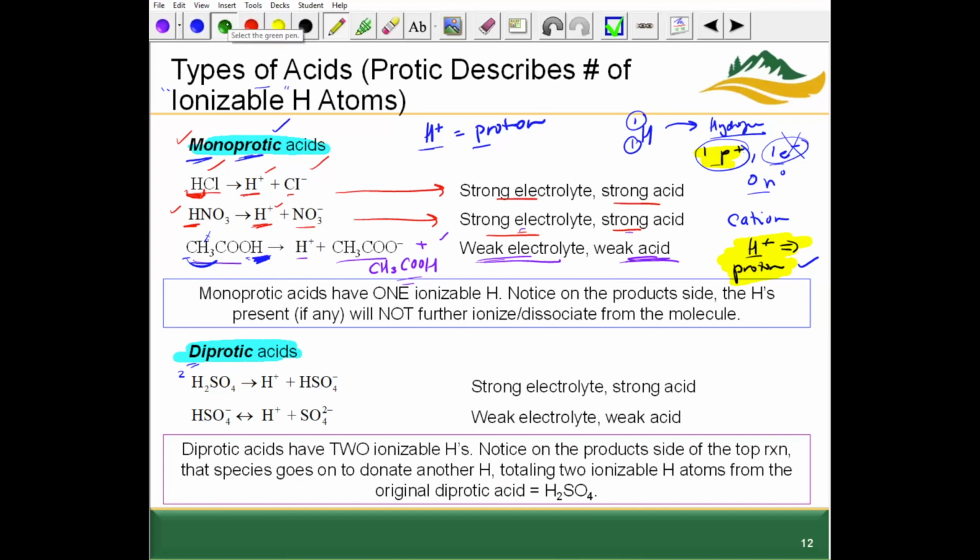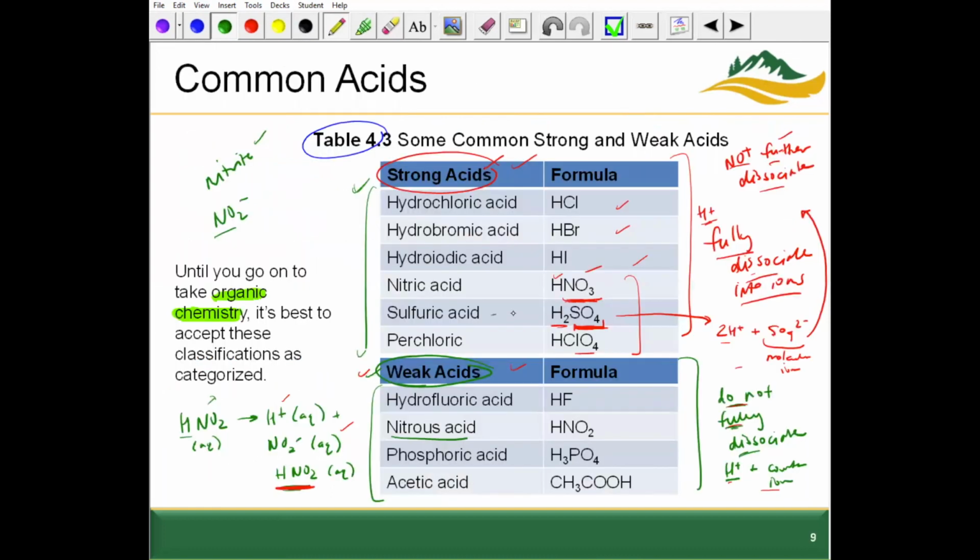Now for diprotic acids, we can still have strong acids and weak acids. We can even have one molecule be both a strong acid and a weak acid, depending on its ionization state. For example, here's sulfuric acid. This is a strong acid. So going back to our table here is sulfuric acid. It's definitely a strong acid. But notice that it's a strong acid as H2SO4. So let me go back to this slide.